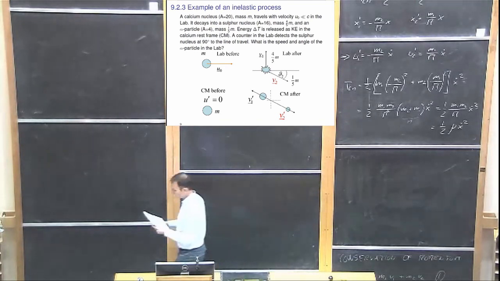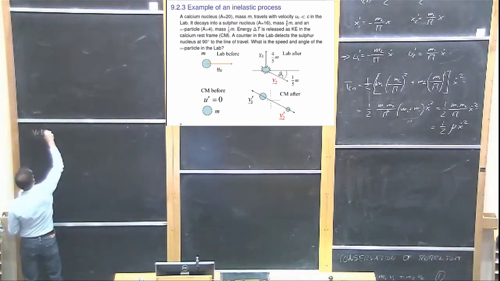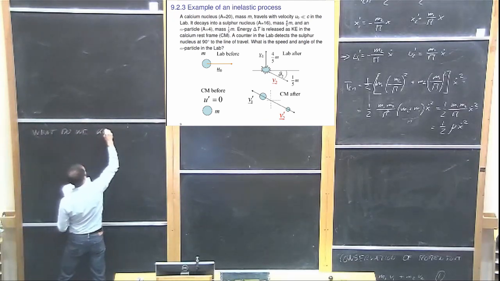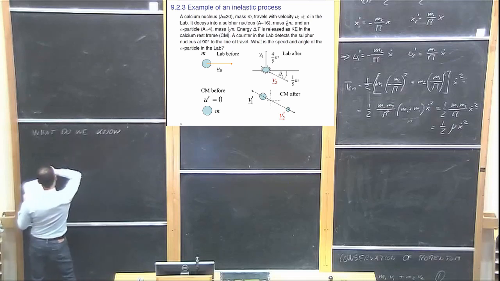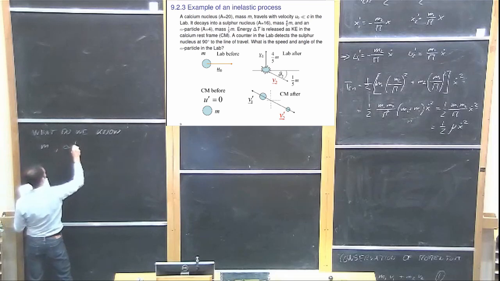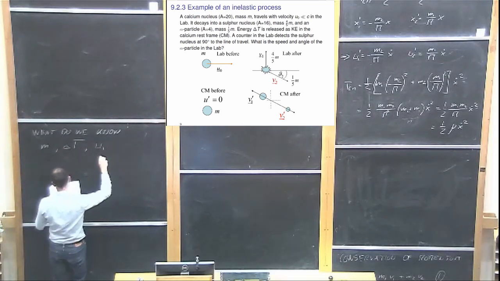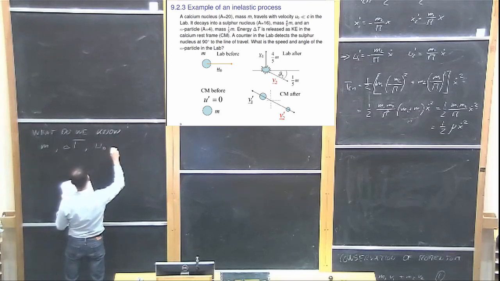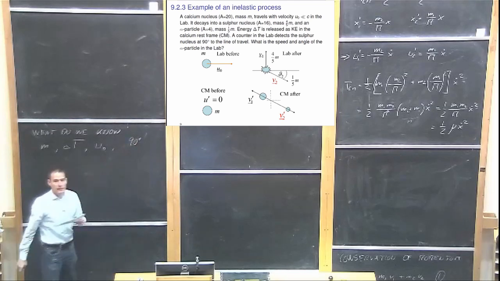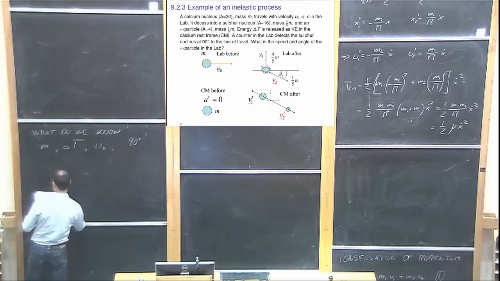Let's go over here. So what do we know? Well, we're given m, we're given a delta T, we're given u naught, and we're given an angle of 90 degrees. So these are the things we can take away from the question.